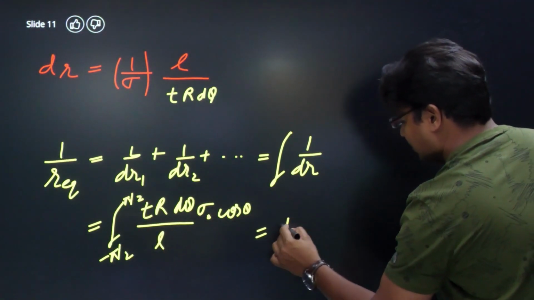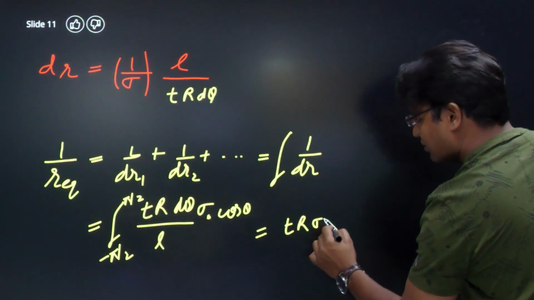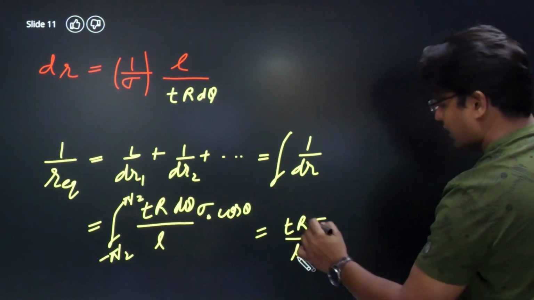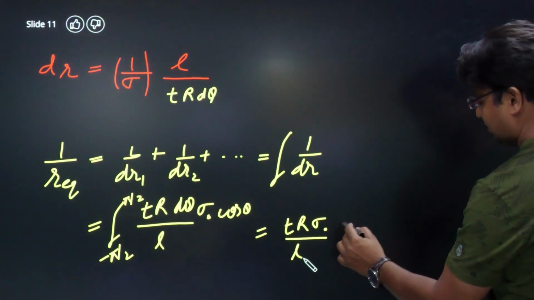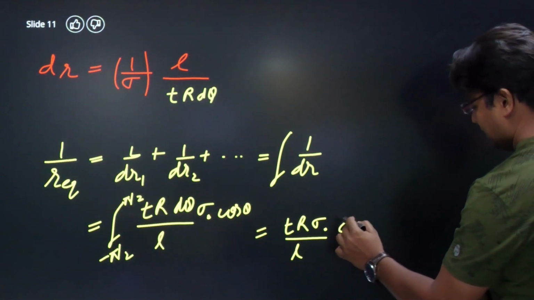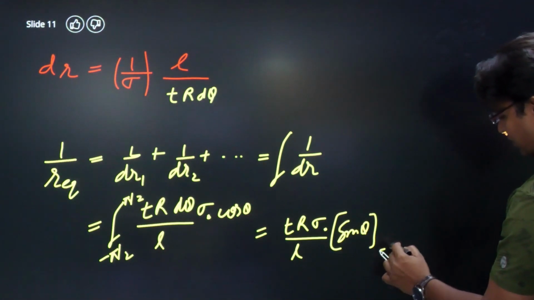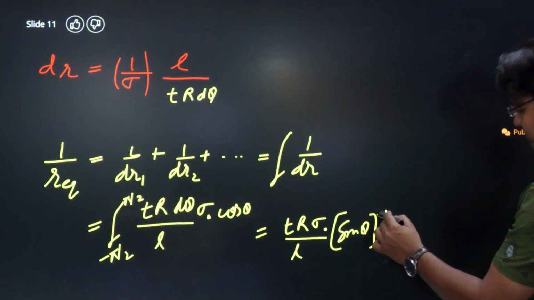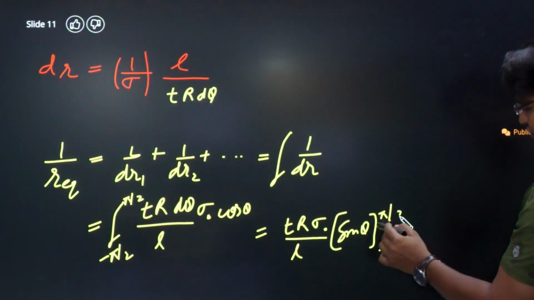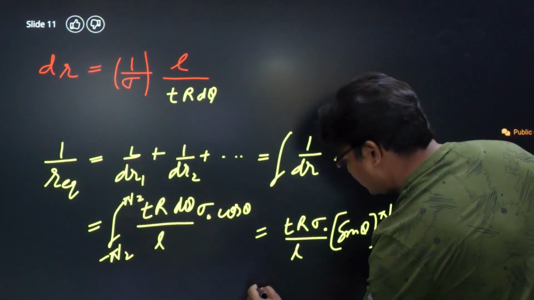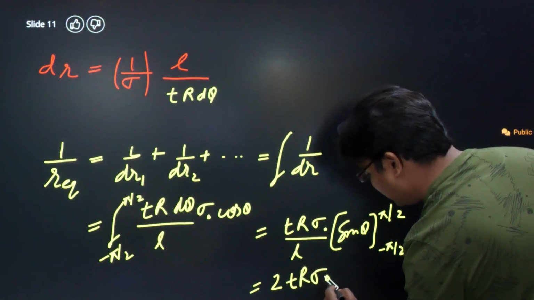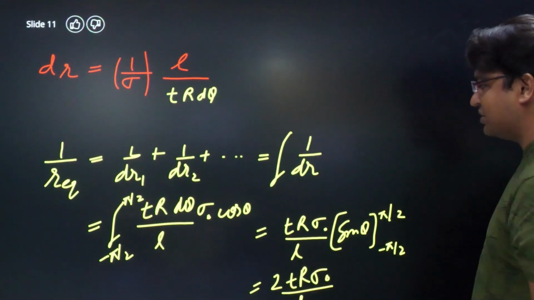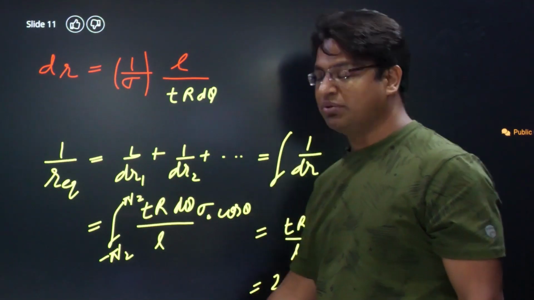So if we do this, from minus pi by 2 to plus pi by 2, it becomes T R sigma naught by L. The integration of cos theta is sin theta, so sin theta will be there, and then I substitute the limits minus pi by 2 and plus pi by 2, so this becomes 1 minus (minus 1), which is 2. So it ultimately becomes 2 T R sigma naught by L. Now what is this? This is the inverse of the equivalent resistance.